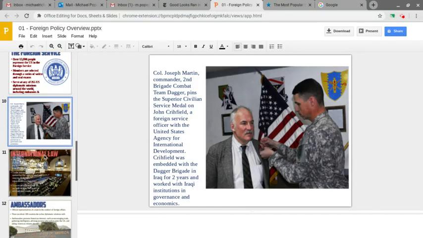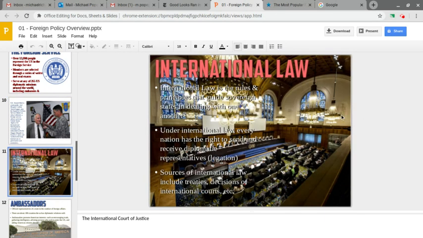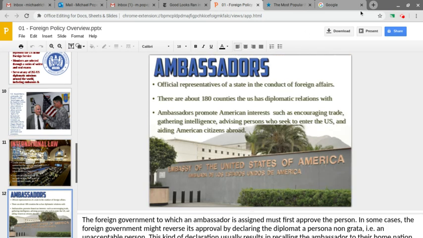So, foreign service members, they do play an important role. International law, the rules and principles that guide sovereign states in dealing with one another. Under international law, every nation has the right to send and receive diplomatic representatives. Sources of international law include treaties, decisions of international courts, etc. And you can see that's the International Court of Justice.